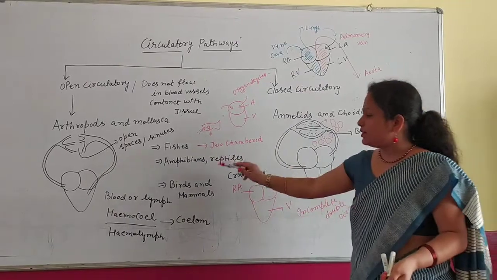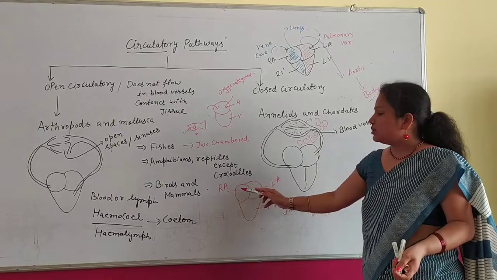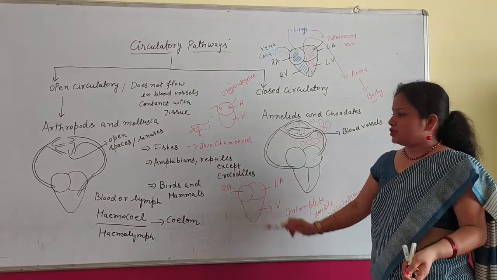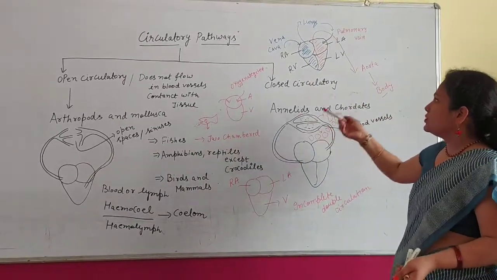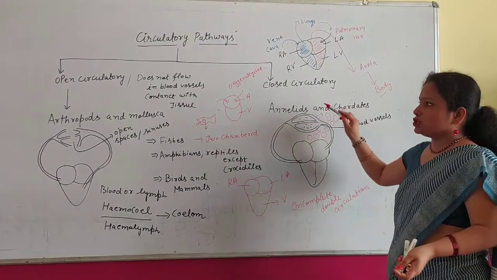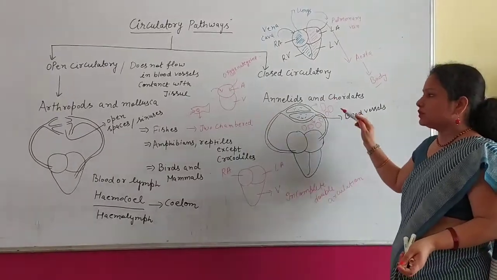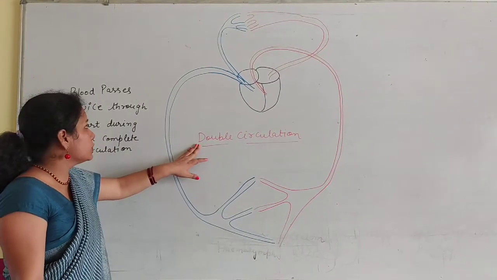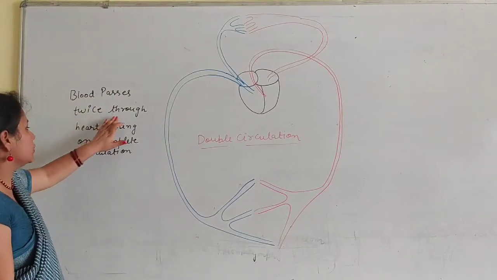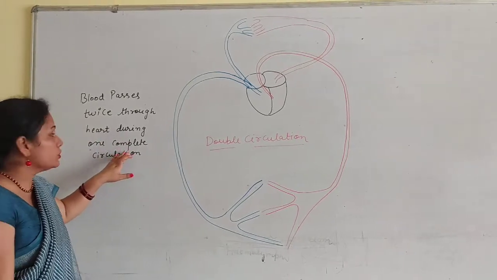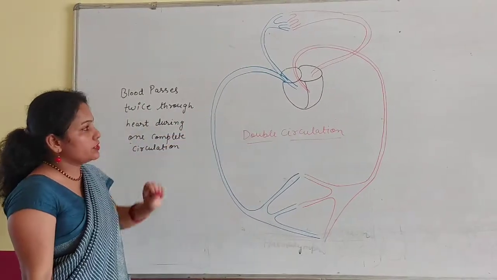But in amphibians and reptiles, there is incomplete double circulation, because there are two auricles and one ventricle, and in fishes only a two-chambered heart is there. So the diagram of double circulation we will discuss now. What is double circulation? Double circulation is a process in which blood passes twice through the heart during one complete circulation, or one complete cycle. Now we will discuss with the help of this diagram.